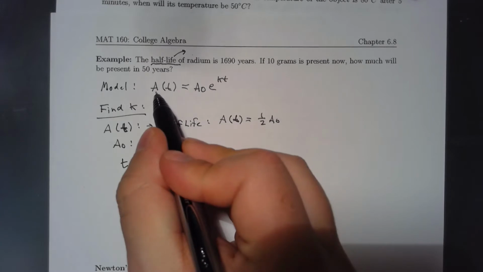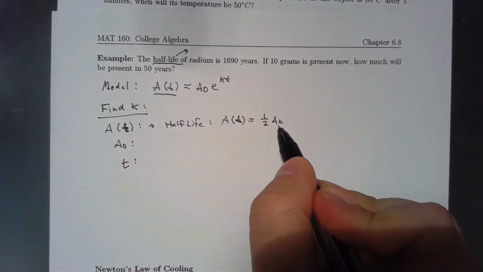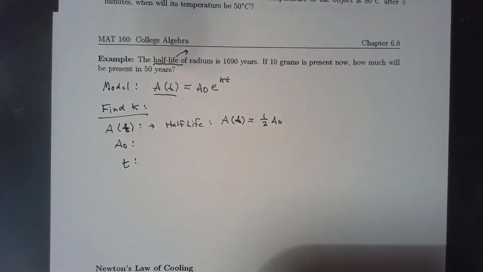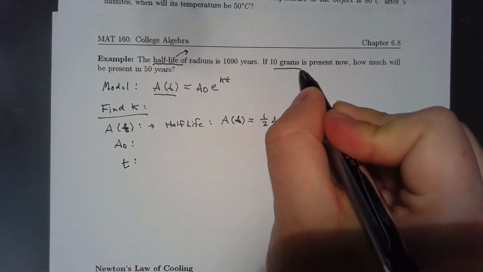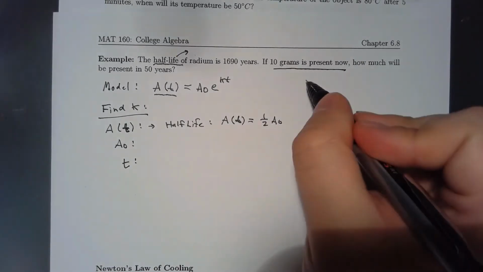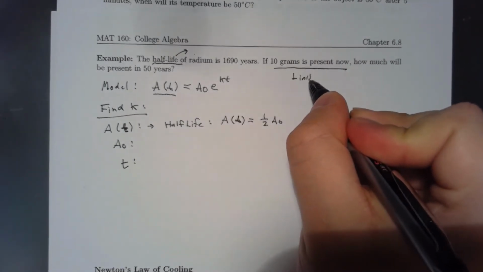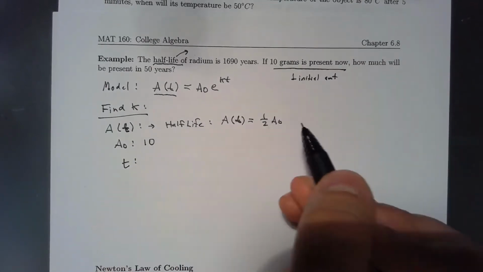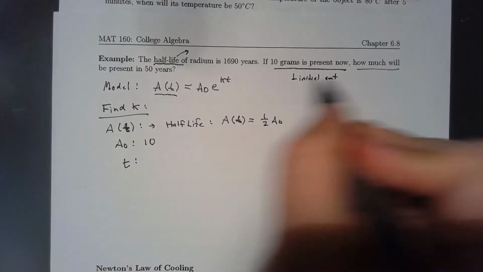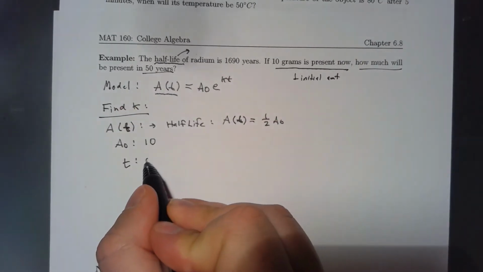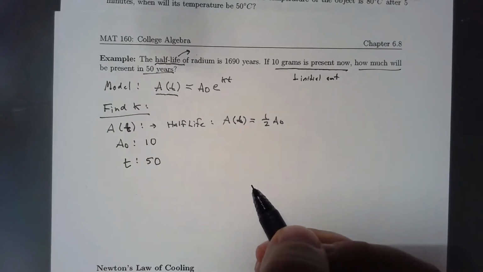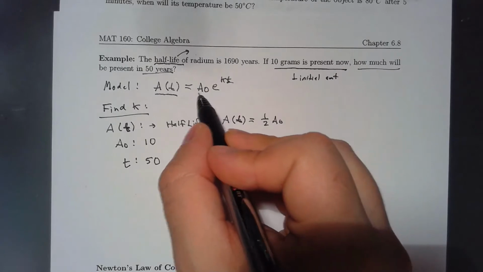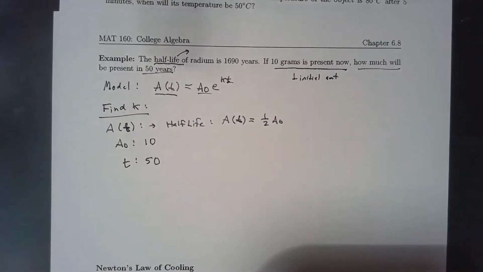So I know what this part is going to be. That's going to be 1/2 of A sub 0. Well, what is A sub 0? What is the initial amount? 10 grams is present now. That's the initial amount. So that's what A sub 0 is. How much will be present in 50 years? That's the time. All right. So I know this. I know t. I know A sub 0. Now I can plug it in and find k.